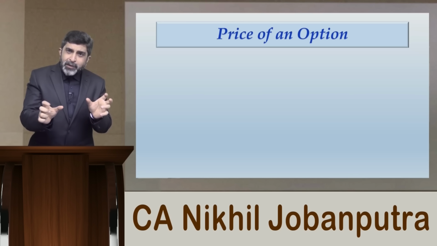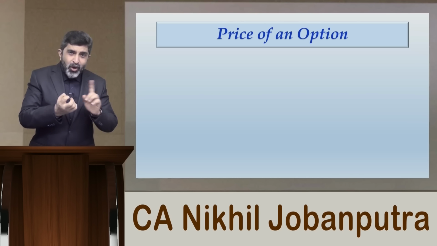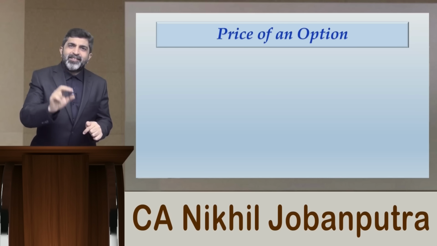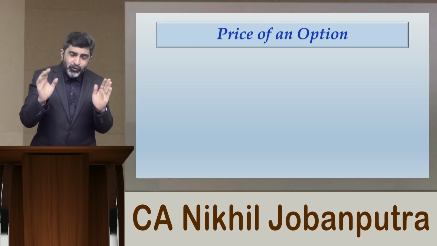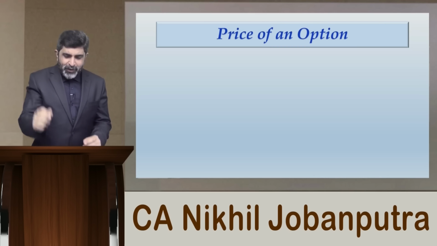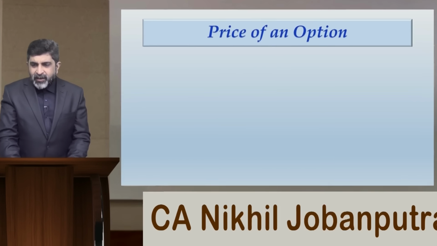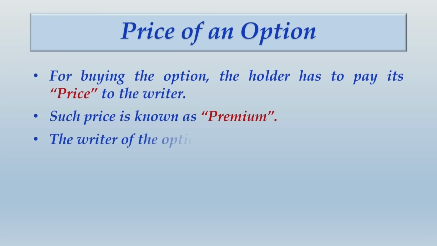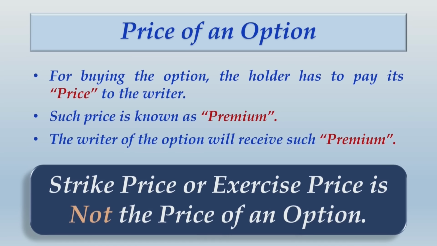By paying that option premium, you can buy the option, not buy the underlying. The price to buy or sell the underlying, that price is exercise price or strike price. So never get confused with the term option price. So let me give you a note on this and please write it carefully. For buying the option, the holder has to pay its price to the writer. Such price is known as premium. The writer of the option will receive such premium. Strike price or exercise price is not the price of an option.